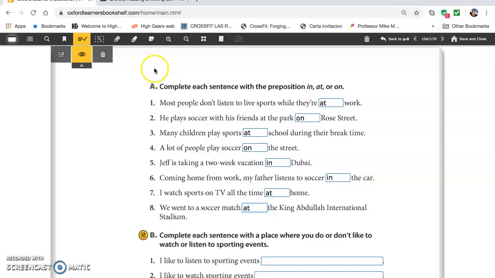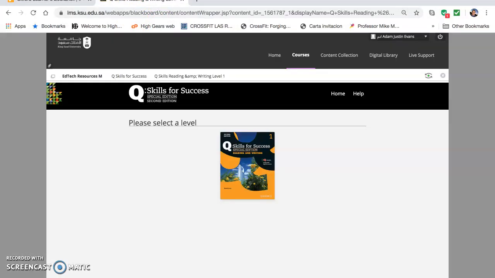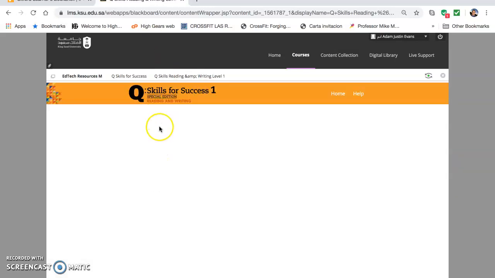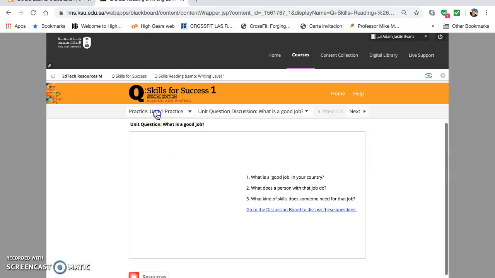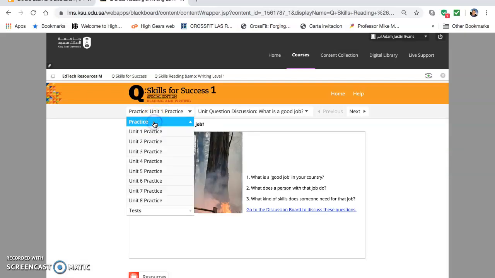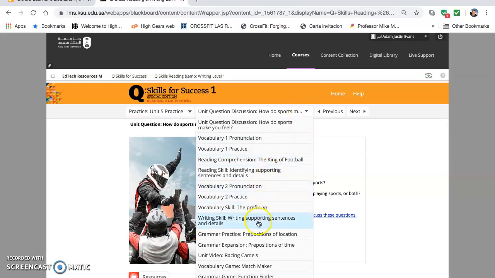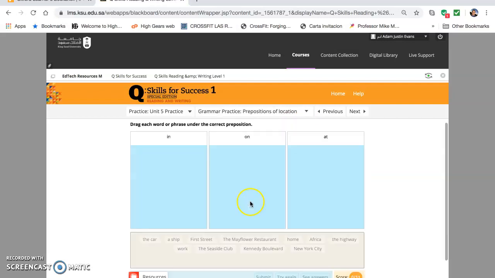Now finally, I need you to go to the LMS. Choose the book. Let's go to Activities. And what we want is the practice. And the practice for this unit. So it's Unit 5. I want you to do 2 exercises, prepositions of location and prepositions of time. Let's look at this one.